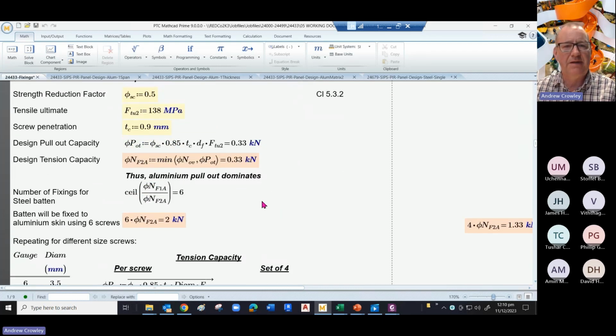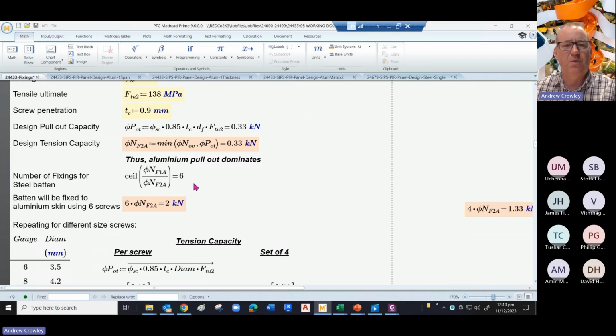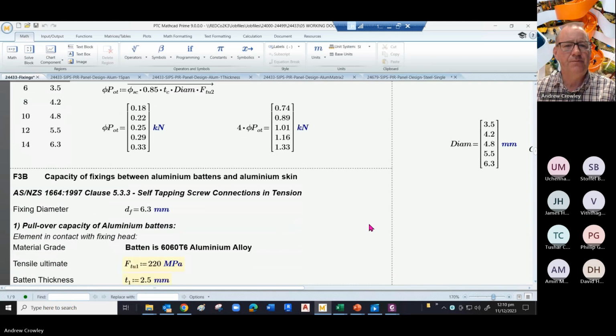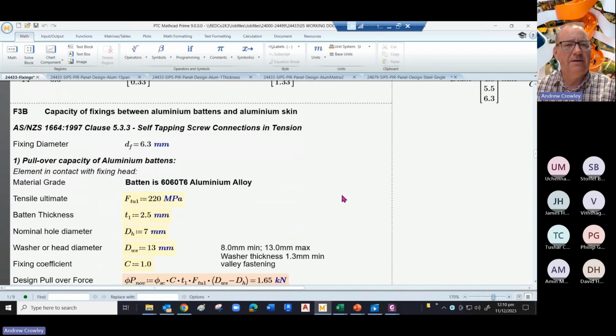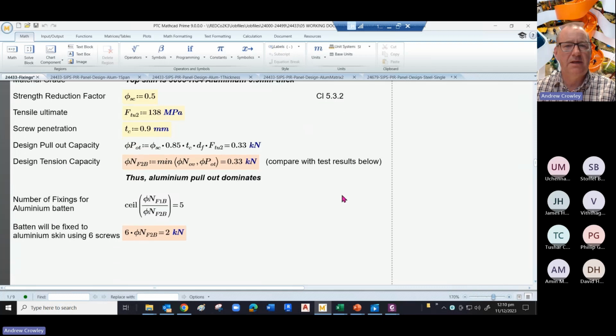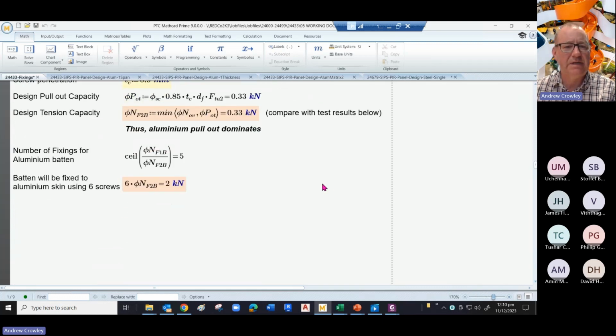Sometimes we will use these in pairs, or perhaps to get up to the equivalent for a steel, we'll put them into sixes. Looking at different size screws, going from gauge 6 to gauge 14 screws, we end up with the capacity ranging from 0.18 kilonewtons to 0.33 kilonewtons. Looking at the capacity of the fixings in aluminium battens and aluminium skin, we can get a similar calculation, and surprise, surprise, the aluminium dominates again.